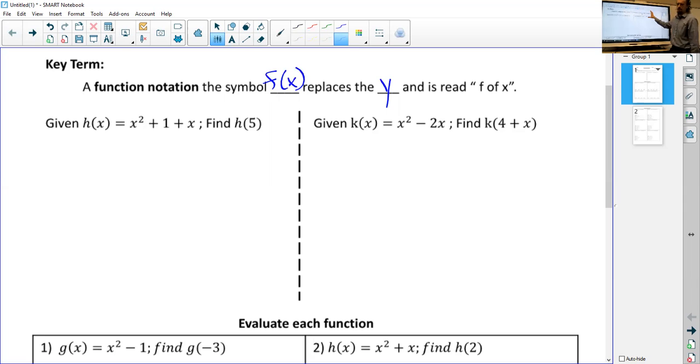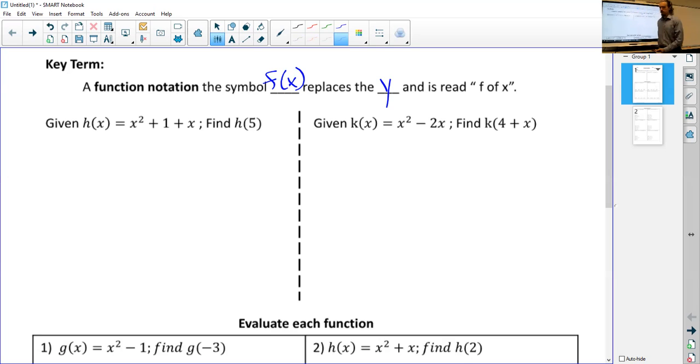Okay, what we need to focus on today is just solving. So it's going to give you a function, and notice how it changes the letters. It doesn't matter what letter is in front of it. It's always the same idea. So h of x is the same as f of x, same as any letter of x. Okay? So we say h of x equals x squared plus 1 plus x, find h of 5.